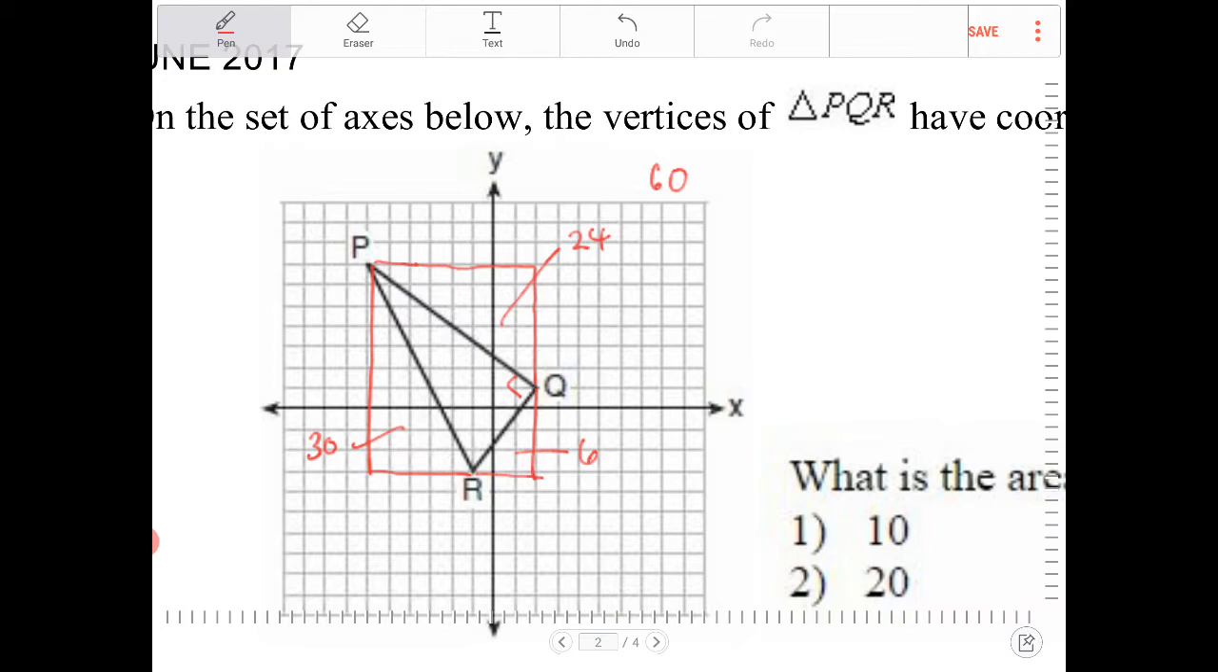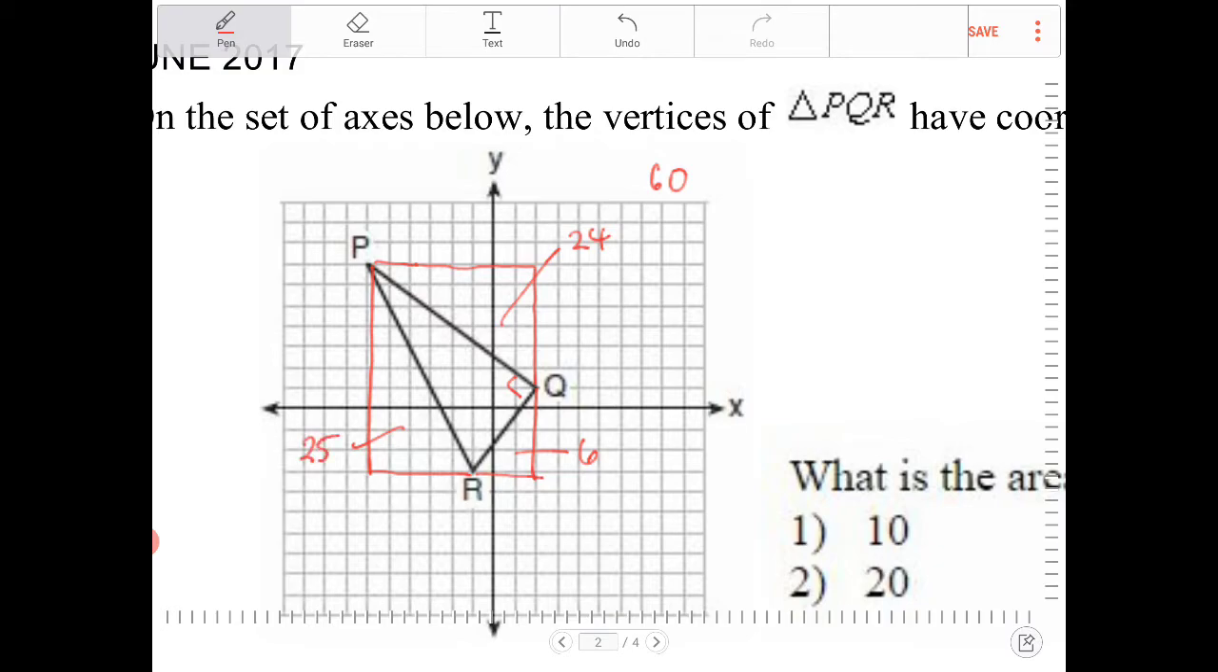So what will be the area of the entire thing? Let me see here. 2, 4, 6, 10. 2, 4. Oh, I'm sorry, I got this wrong. It's not 30 here. So let's see here. This is 2, 4, 6, 8, 10. 10 and 5. So this is actually 25.